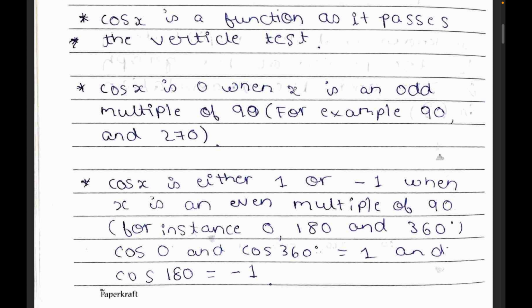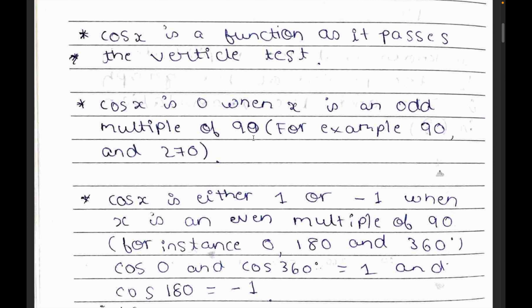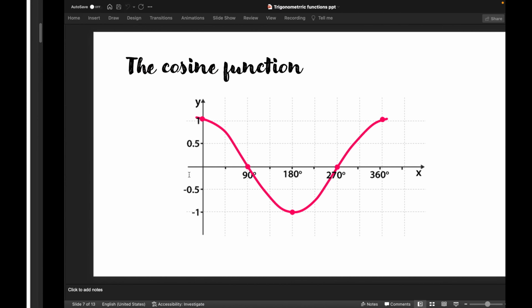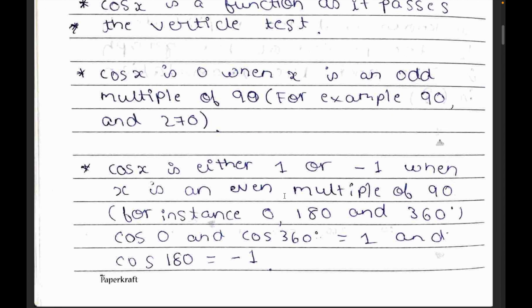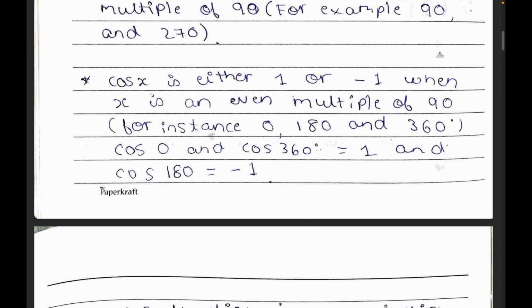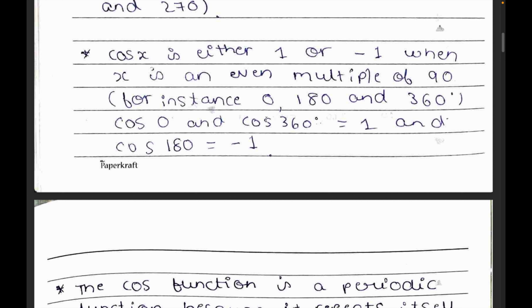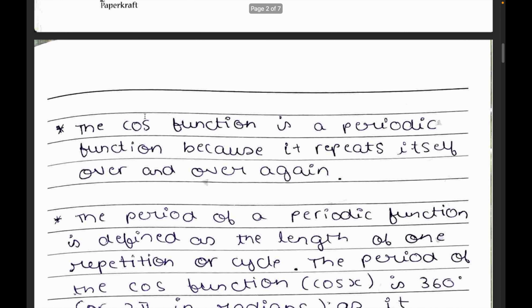Cos x is 0 when x is an odd multiple of 90. For example, 90 and 270, as we can see here. And then cos x is either 1 or -1 when x is an even multiple of 90. At 0, we have a maximum. At 360, we have a maximum, and at 180, we have a minimum. Then cos x is a function. The cos function is a periodic function because it repeats itself over and over again.